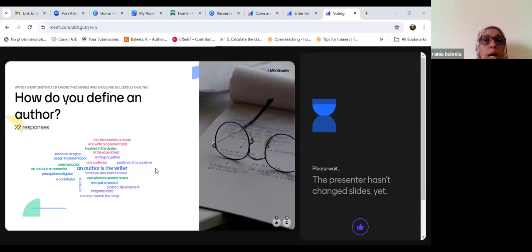Okay, so I will take you through the accepted CRediT taxonomy. Have you ever heard about the CRediT taxonomy of who an author is?